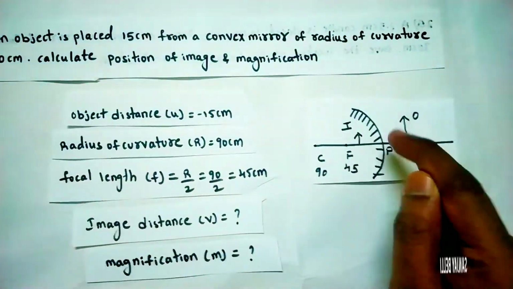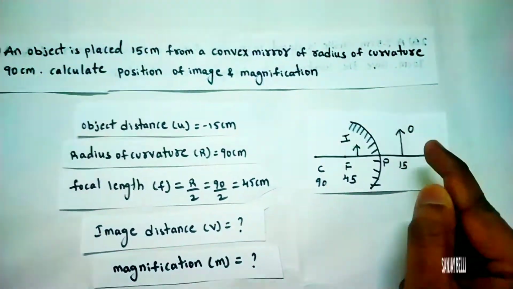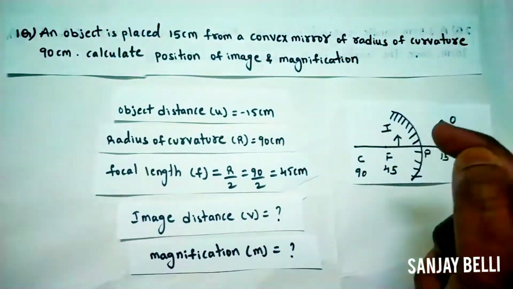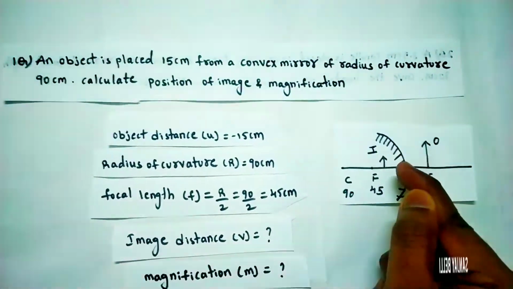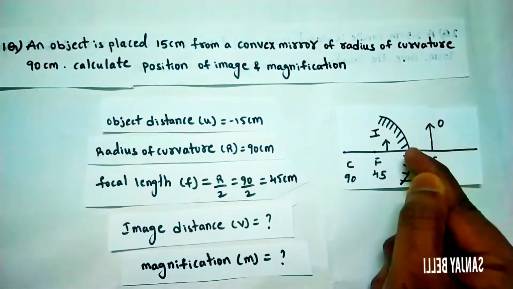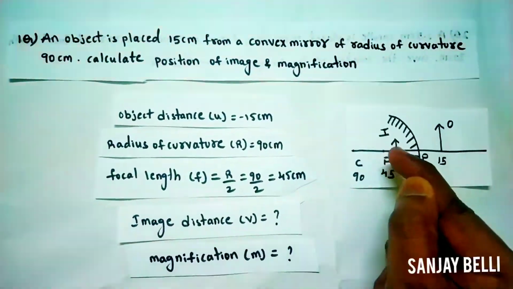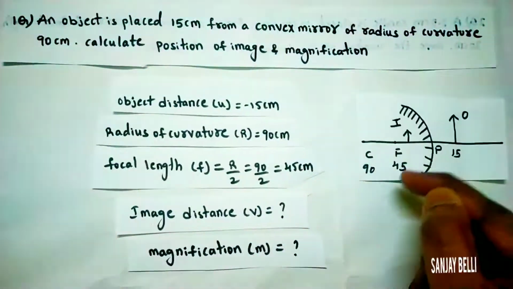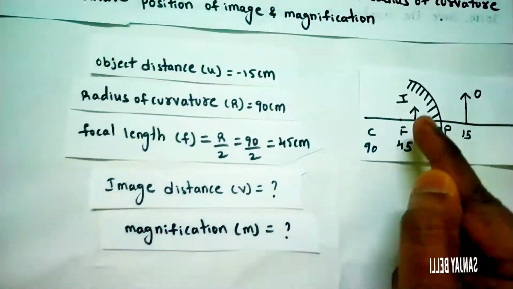Here you can see an object is placed at 15 centimeters in front of the convex mirror. A convex mirror always forms a virtual, erect and diminished image. And you can observe the image is always obtained between P and F inside the mirror. That means your answer should always be less than the focal length in case of convex mirror. That means your answer should be less than 45 centimeters and it should be positive.